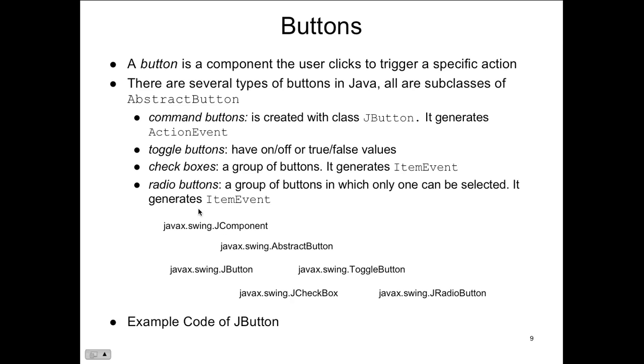What we're looking at here is the JComponent from Swing, AbstractButton, and then from AbstractButton we have JButton, toggle button, all sorts of buttons, and then we have check boxes and radio buttons, and all sorts of different things that come from that as well.